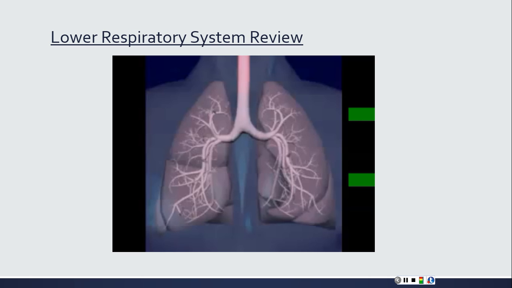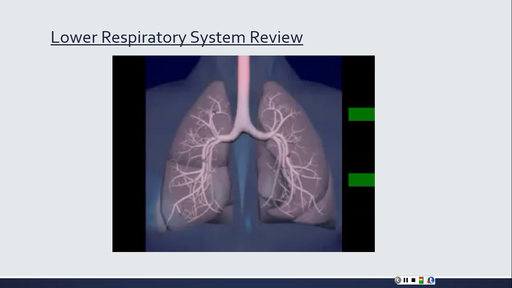And what happens in the alveoli? Gas exchange. If we didn't have any alveoli, hopefully you're never going to have a patient like that, because they're not going to be hanging around very often or very long. Alveoli are necessary because that's where the gas exchange occurs. And what gases are we talking about? Oxygen moves into the blood, CO2 moves out.